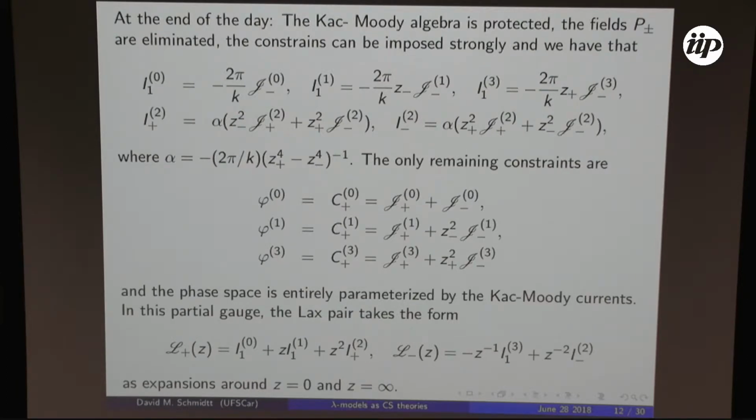Alpha is a combination of these two poles on the level, and the only remaining constraints are these: grades 0, 1, and 3. Grade 0 generates gauge transformations. Grades 1 and 3 are partially first class and second class, which is a characteristic of the Green-Schwarz theory. The first class part is fermionic and generates kappa symmetry. So the phase space is completely parameterized by the Kac-Moody currents, and in this partial gauge, the Lax pair takes this form, and this is important. It is written as an expansion around 0 and infinity. This is a fact that I will use later.